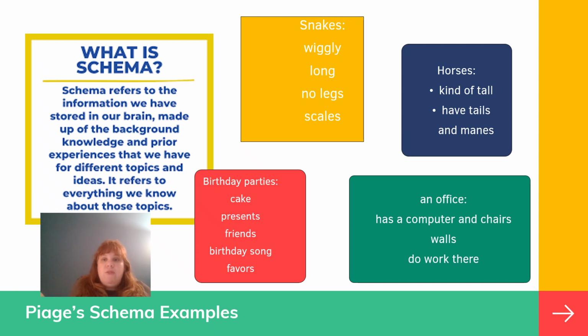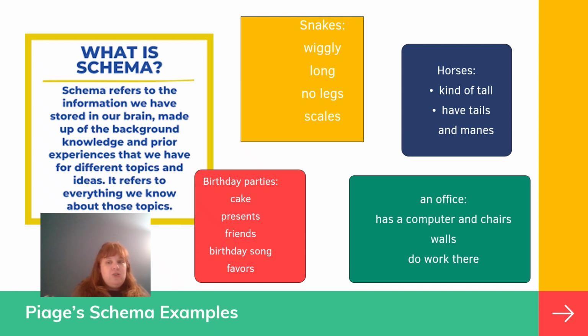They might have a schema for horses. Horses are tall, bigger than they are. Horses have tails. Horses have manes. That's the schema of what they know about a horse. It can also be more complicated. You could have a schema about events. Sometimes these are called scripts instead of schemas, but it's the same idea.